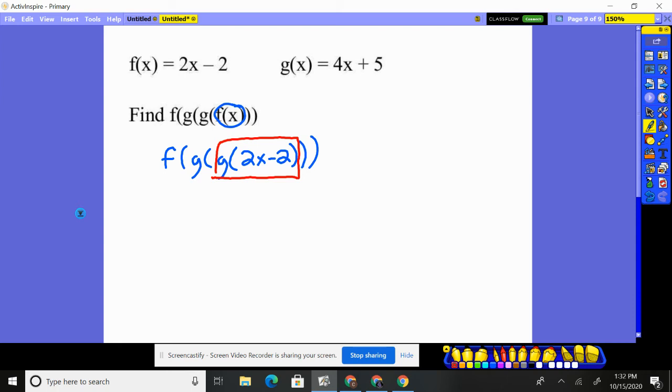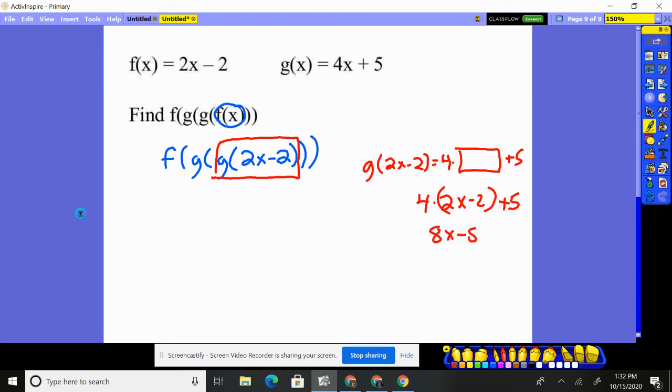So I go to the g function, the g function right here, of 2x minus 2. The g function says do 4 times whatever they give you and add 5. So it's 4 times what did they give us? 2x minus 2. That's what they gave us, plus 5. Clean it up, I have 8x minus 8 plus 5. So it's 8x minus 3. So this right here is 8x minus 3. So we have evaluated g of 2x minus 2. So what do we still need to do? It's f of g of, in this case, we already found this, 8x minus 3.